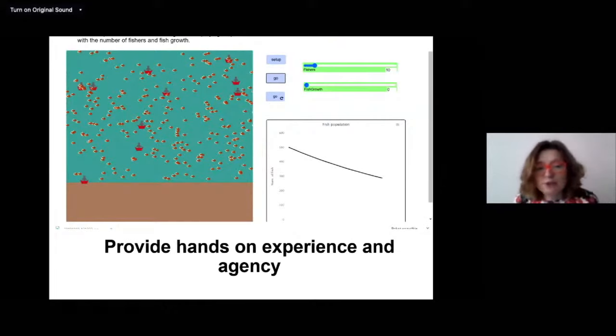The third technique we're using is providing hands-on experience and agency. We want to give the students lots of models they can play with, so they can see what is happening if they change parameters in a model, for example.